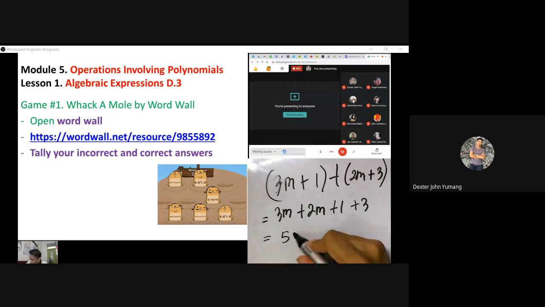5 and their family name or variable is m. 1 plus 3, wala po silang apelyido. So, pwede i-combine. So, magiging 1 plus 3, that is 4. 5m plus 4. Very good. Tama po kayong tatlo. Okay, next.